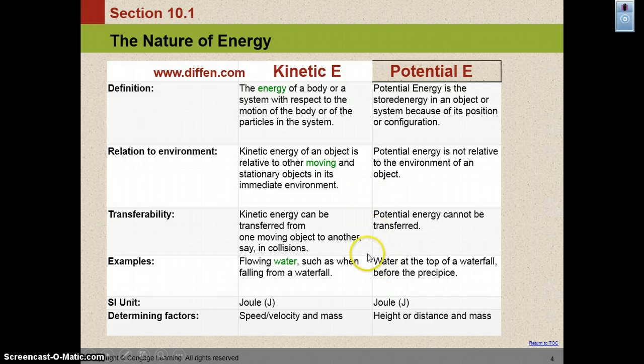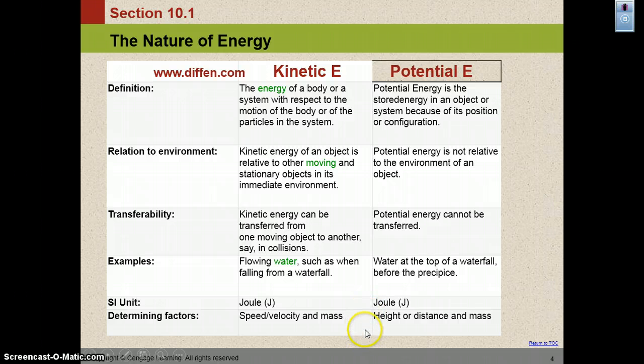You can transfer kinetic energy because it can be transferred from one moving object to another in collisions. Potential energy is stored, so there's no transferring of the potential energy. Examples of kinetic energy would be flowing water, such as when falling from a waterfall, where the potential energy is at the top of the waterfall right before the water goes over the edge and falls to the bottom. We measure both of them in the same units, and the SI unit for energy is the joule.